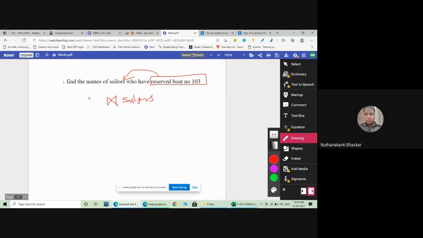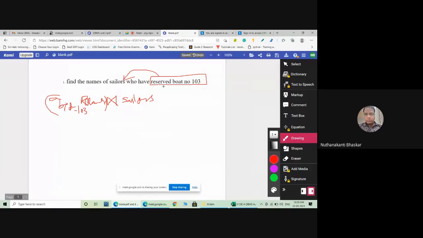Means what should we write? We have to write reserves here. But which reserves? Only BID equal to 103 of reserves we have to join with sailors. Have you cleared this? Are you following?